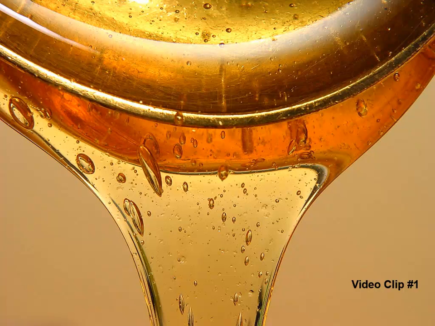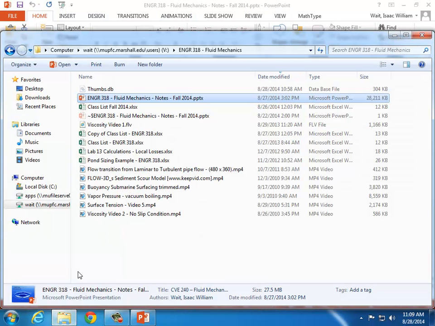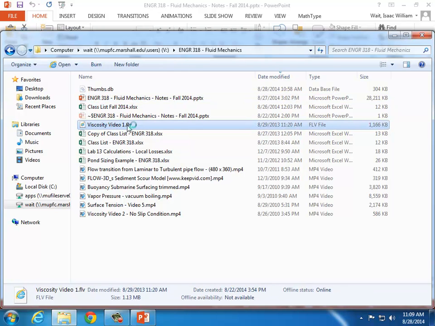Don't make that mistake. But this honey in this photo, the reason why those air bubbles are entrained like they are is that the liquid of the honey is so viscous that the buoyant force of the bubbles isn't enough to rise out of the surface. So let's take a look at a little video that illustrates concepts of viscosity.